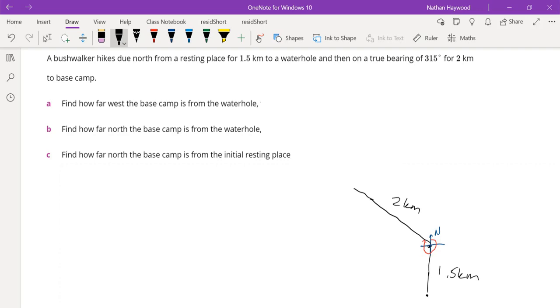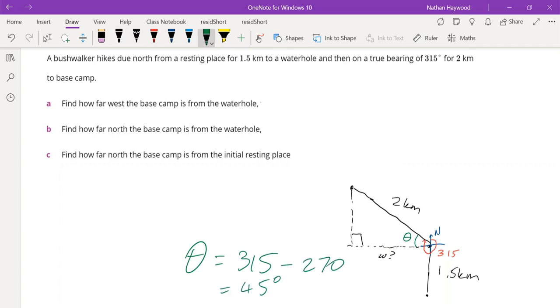Find how far, so he's arrived at base camp, find how far west the base camp is from the waterhole to the nearest meter. So the first question, it wants to know this length here. Let's call it W for west. What is W? We need to figure out the angle in here, this green angle. At this angle in here, theta is 45 degrees. Alright, that's our first step.